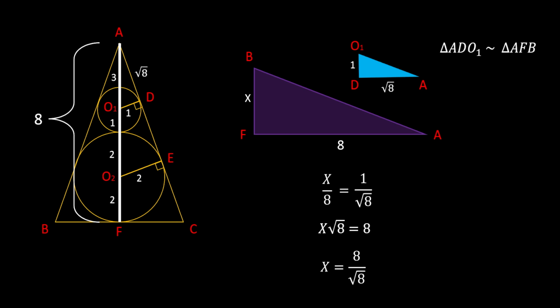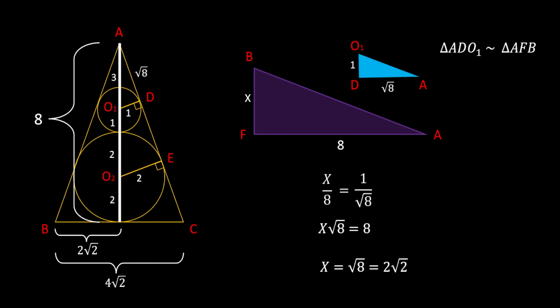If we rationalize this by multiplying it with square root of 8 over square root of 8, we will get that that is 8 square root of 8 over 8, and if we simplify, we will get that x is equal to square root of 8, and if we simplify more, we will get that x is equal to 2 square root of 2. That means that the side BF is equal to 2 square root of 2. In turn, this means that the whole base of our isosceles triangle must be equal to twice that, so that is 4 square root of 2.